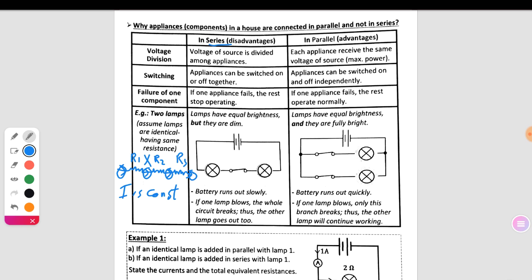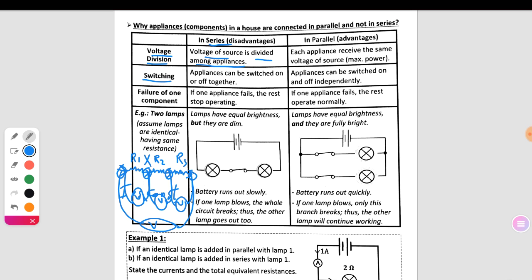In series, voltage division: when we connect voltmeter V1 between the terminals of the first resistor, voltmeter V2 between the terminals of the second, and voltmeter V3 between the terminals of the third, and another voltmeter between the first point and the last point to measure the total potential difference, we observe that the reading of the first is 1 volt, the second 2 volt, the third 3 volt, and the total is 6 volt. This means that V total equals V1 plus V2 plus V3, or the voltage is divided. The voltage of the source is divided among appliances.